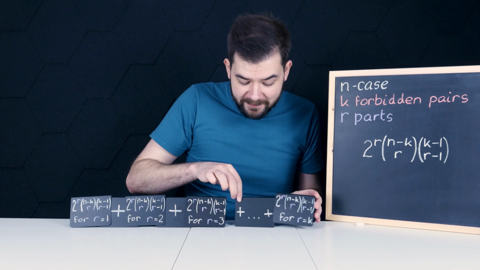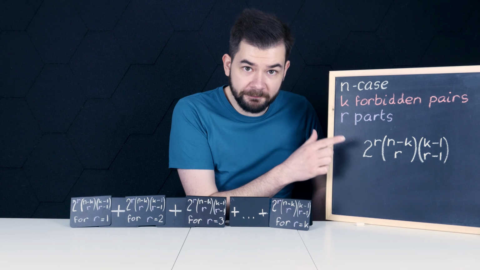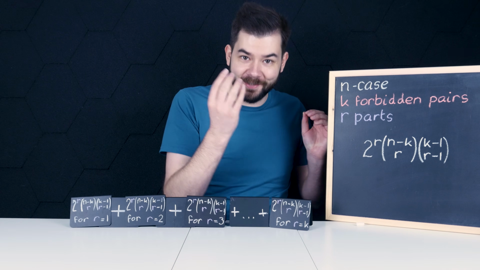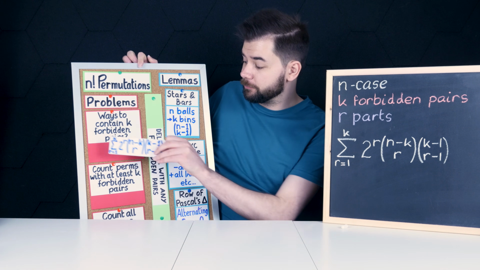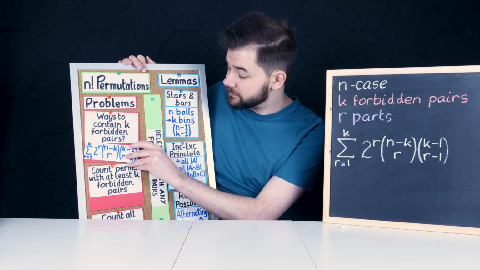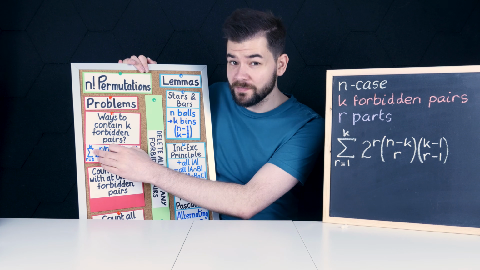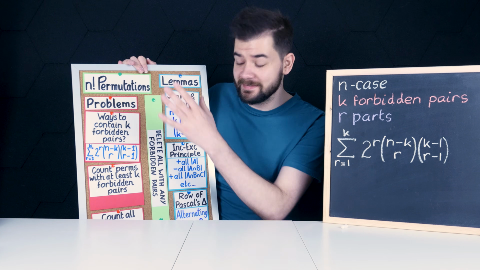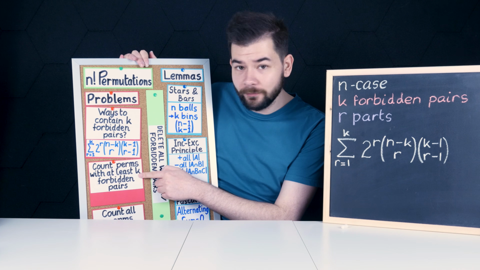So that is the answer that solves this problem. We take the sum of this formula from r equals 1 to k. So that formula there is actually the solution to this first problem that we had here, the number of ways to contain k forbidden pairs. And like I said, that was the most difficult step in this entire journey, so I'm really grateful that you stuck with it. Let's tackle this one next.